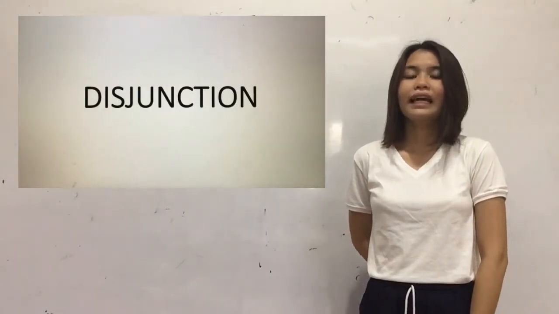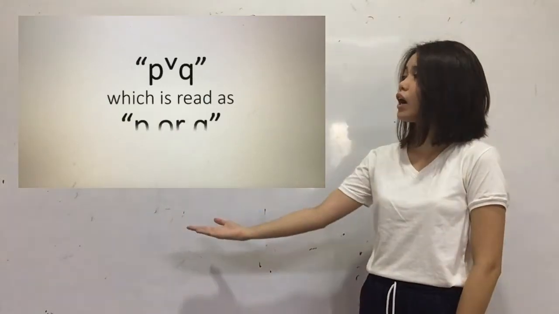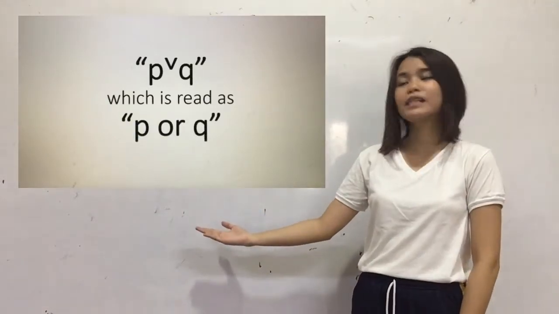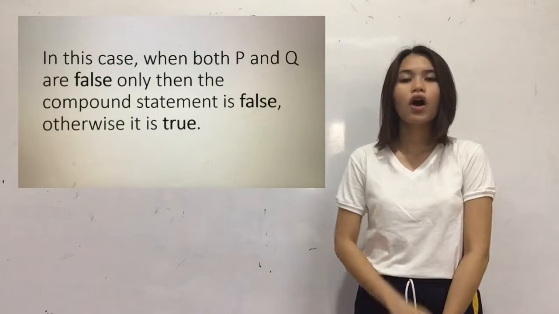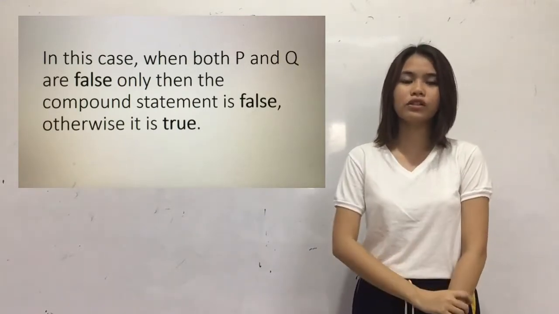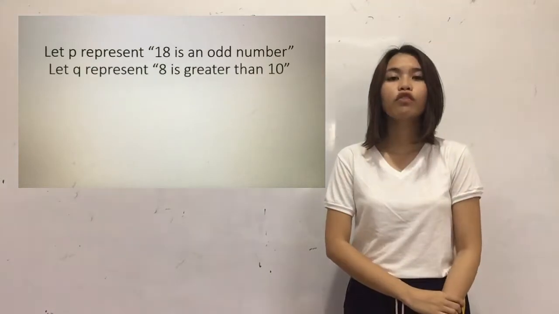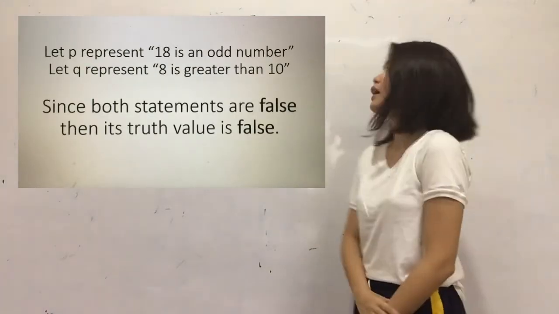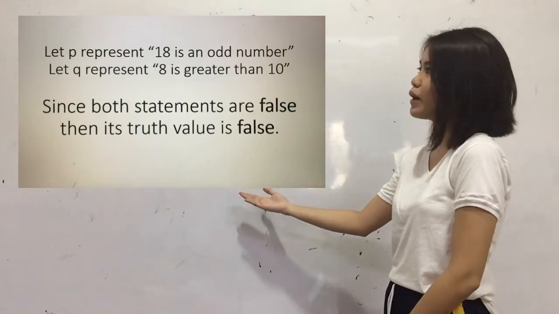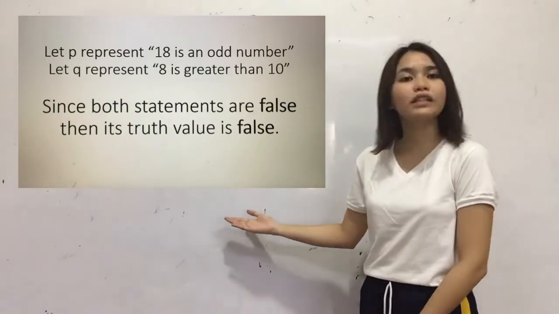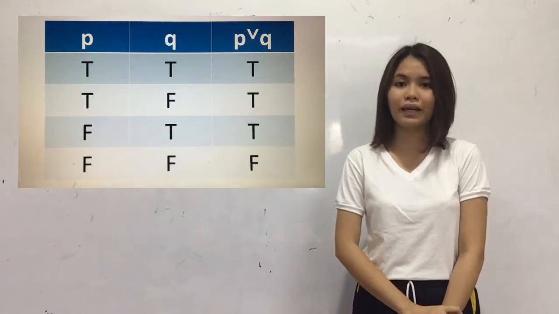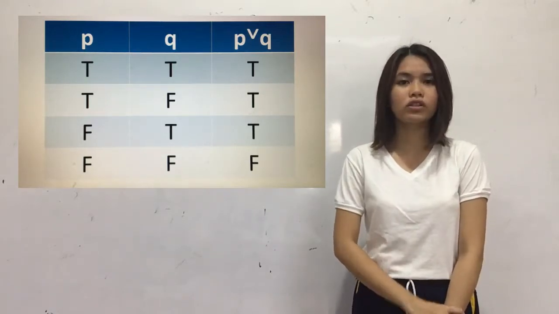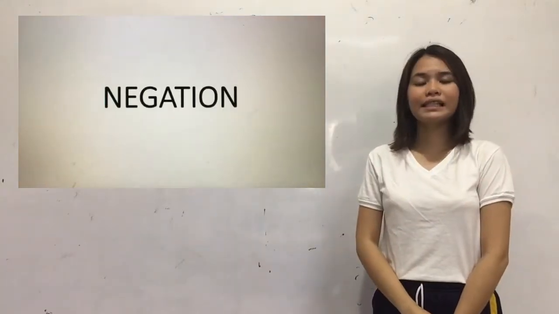Second is disjunction. In symbols, it is written as P with the upside down caret Q, which is read as P or Q. In this case, when both P and Q are false, only then the compound statement is false. Otherwise, it is true. For example, let P represent 18 is an odd number, and let Q represent 8 is greater than 10. Since both statements are false, then its truth value is false. Always remember that the only way for a disjunction to be a false statement is if both statements are false. Otherwise, it is true.